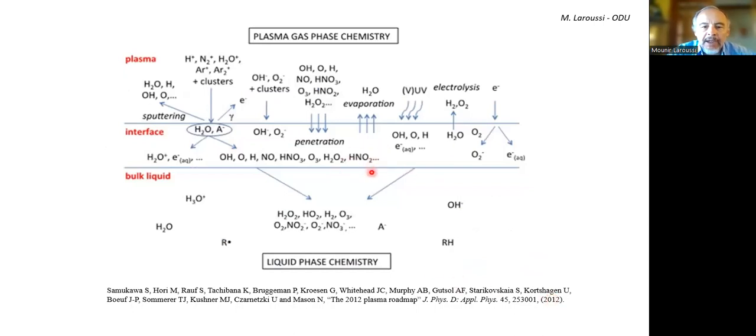Again, this diagram illustrates it even more, where we have the plasma, the gas in the gaseous phase, where you have gas phase chemistry and all these species that are generated. Before they go into the bulk of the liquid, there is an interface at the surface where there is penetration of some of these species that will create other species that can also go into the bulk of the liquid, before they even arrive to interact with actual organic biological matter. So this is just for a better illustration of what I'm talking about here.